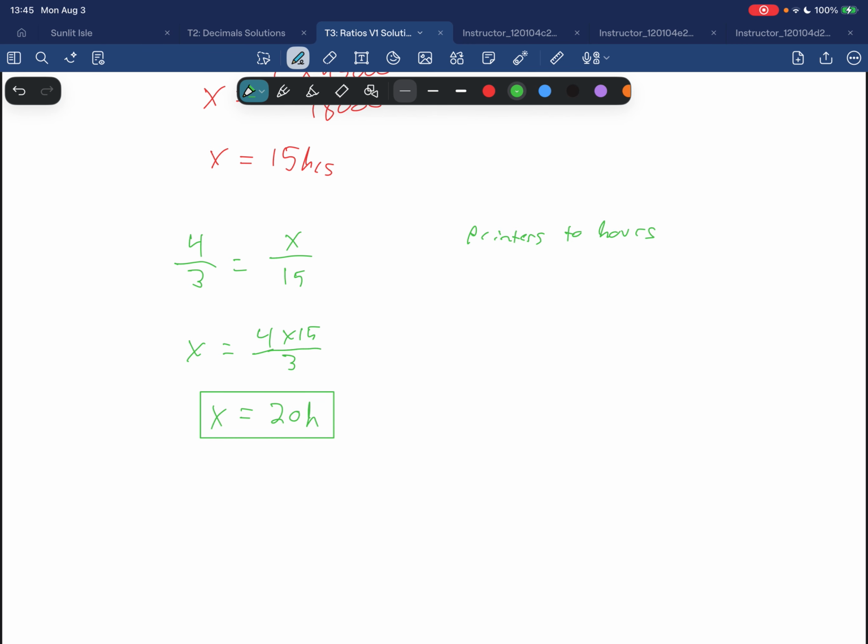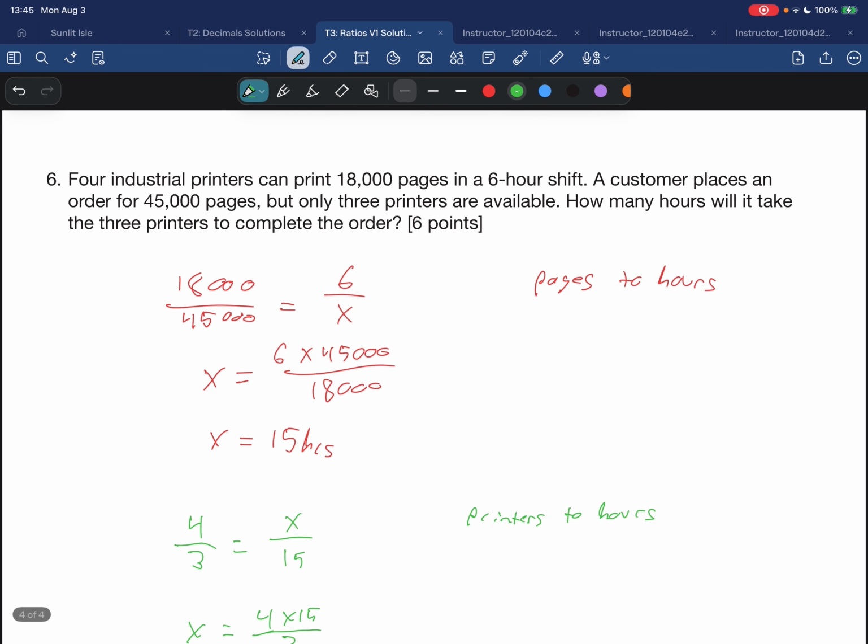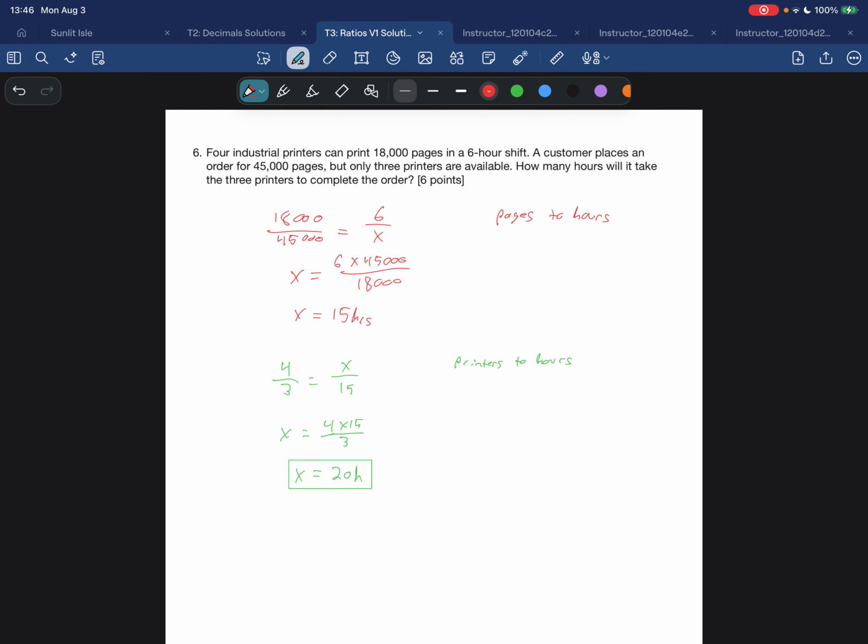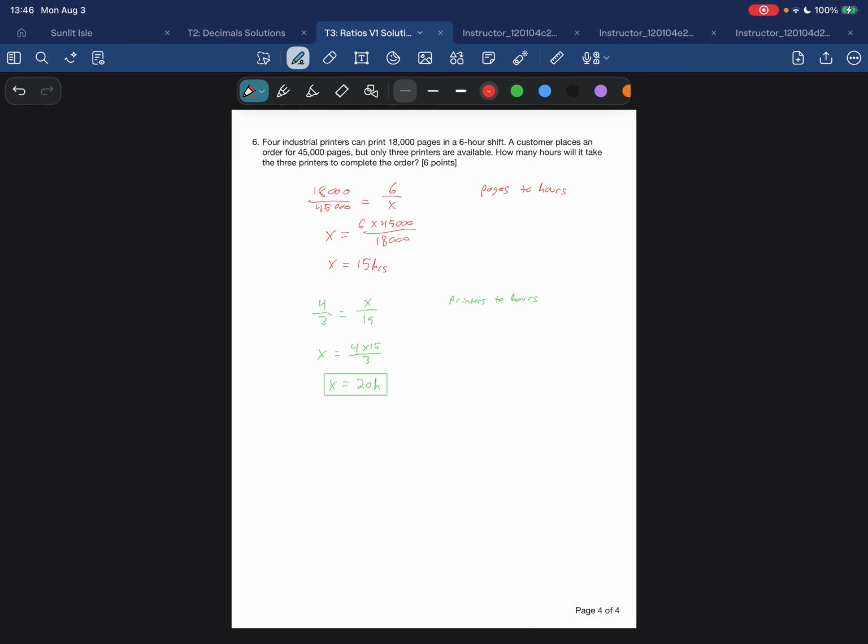And this is a very reasonable final answer compared to what was given in the beginning here. We have 1 less printer, and we have more than double the amount of work to do. So our time must be significantly longer. So 20 hours is much, much longer than 6. So this is done correctly.